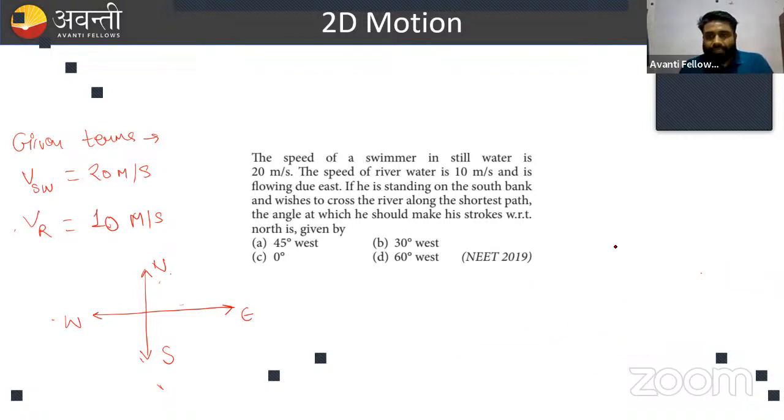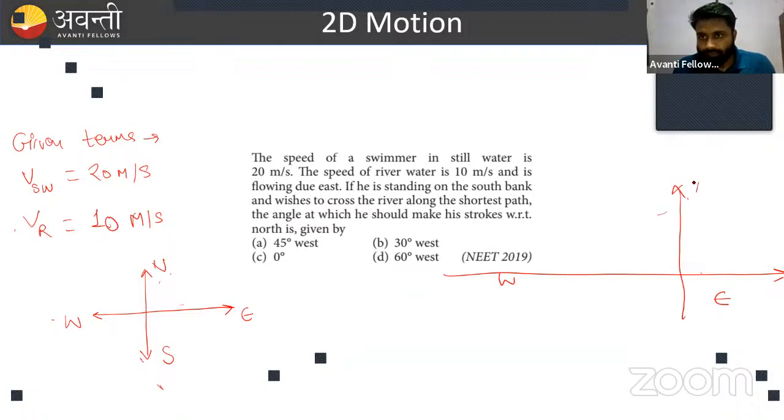So what is given to us? This is east direction, this is west direction, and this is north direction.